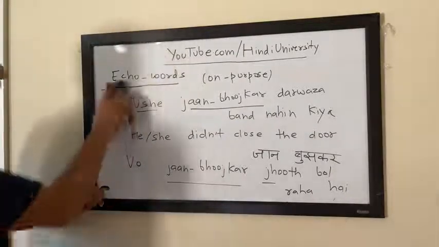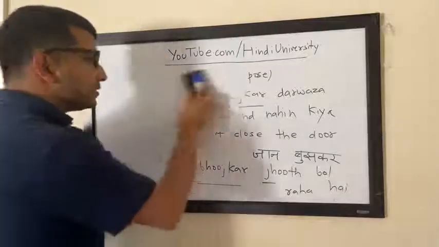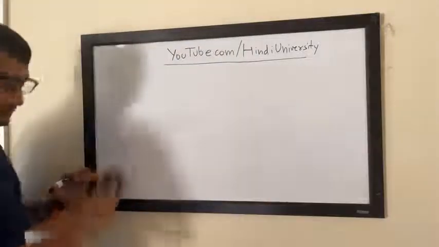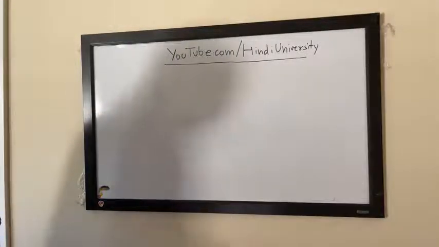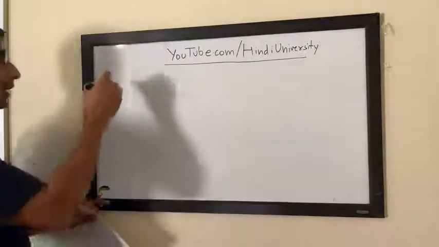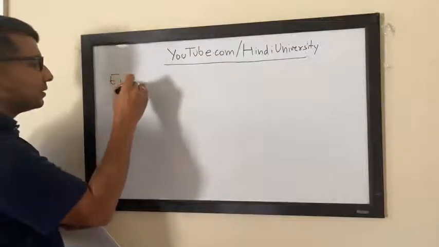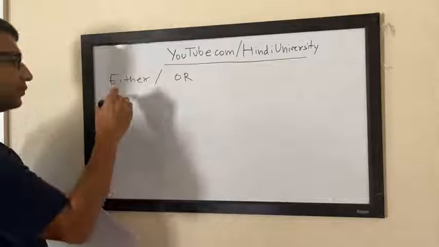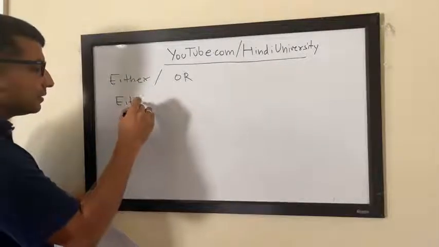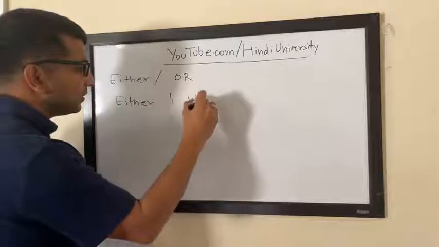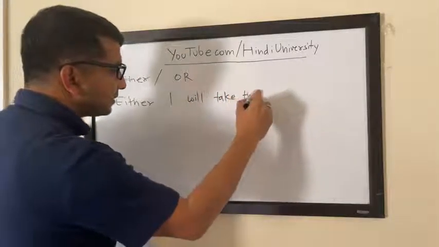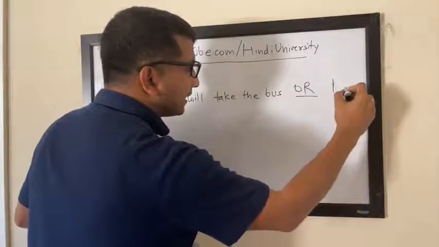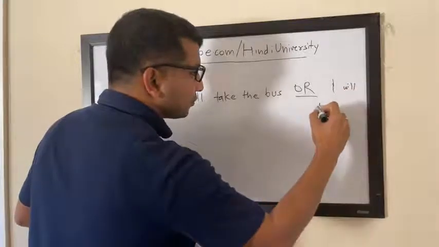Right. So now we'll do some more Hindi expressions. After this topic, Rupert Smith finishes chapter 16 with this one, how to use either or. Either or. Okay. So examples is basically either I will take the bus or I will take the train. Right? So you take the train.